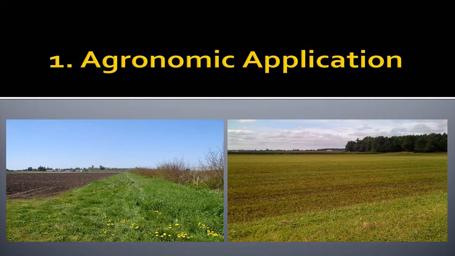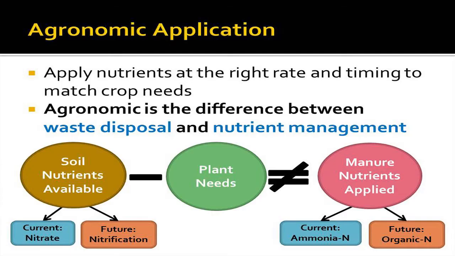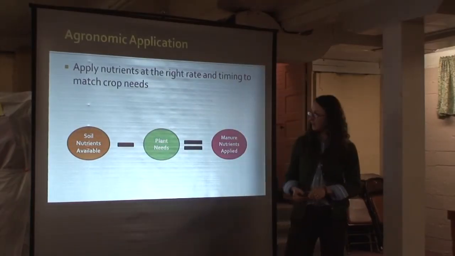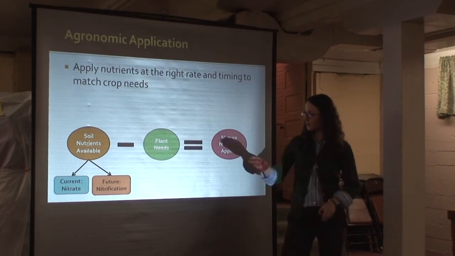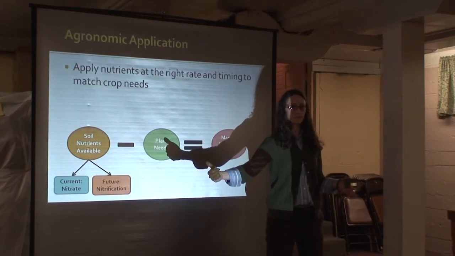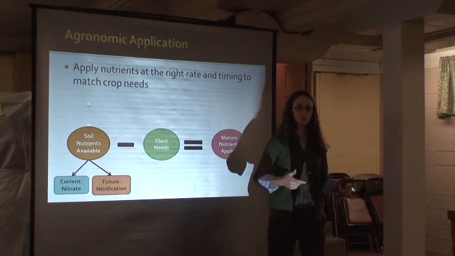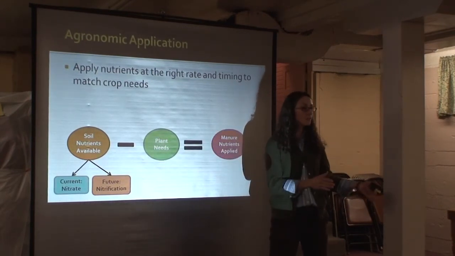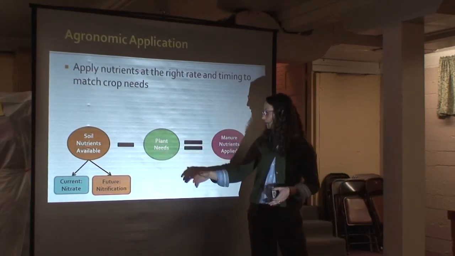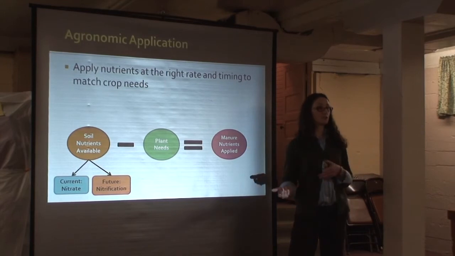Agronomics is basically applying nutrients at the right rate and timing to match crop needs. So you have what's available out in the field, and this can be either your current or future. So you have to think about when I put it out there, what's available now for my plant, and then what will become available as it comes out. So this is mineralization in your soil from previously applied manure. It's what you just put out there. And that minus your plant needs is what the additional you need to put out.